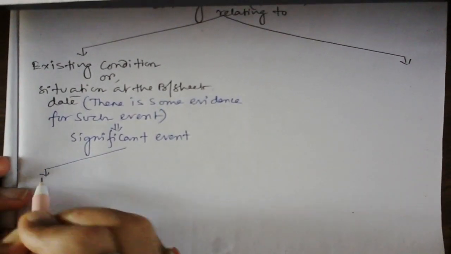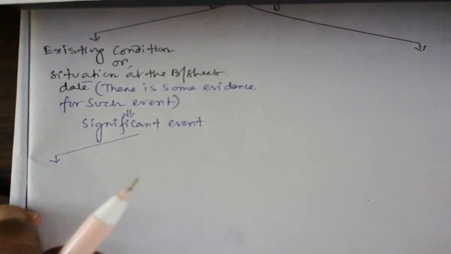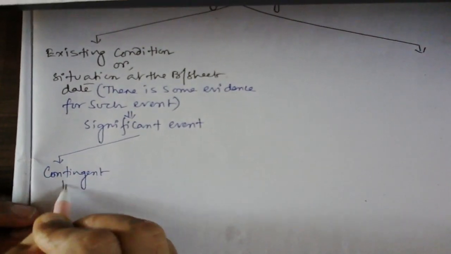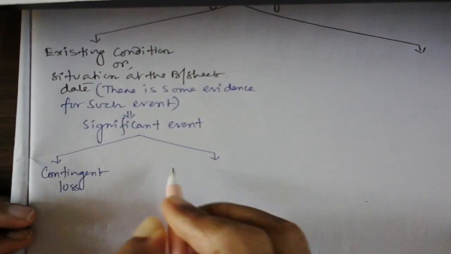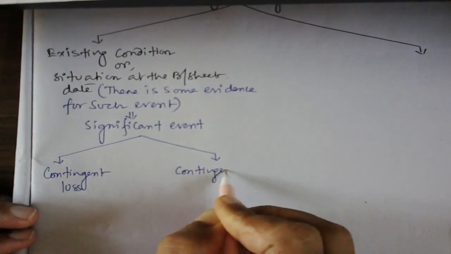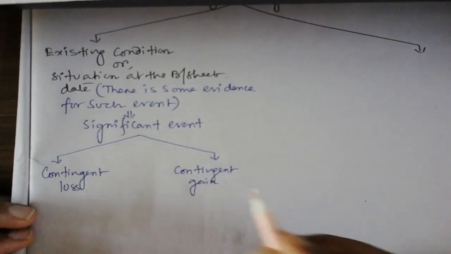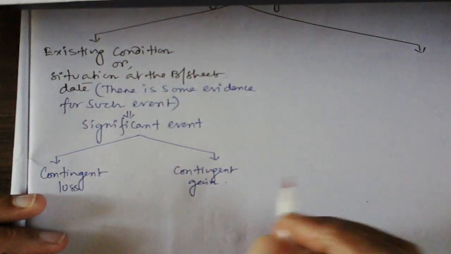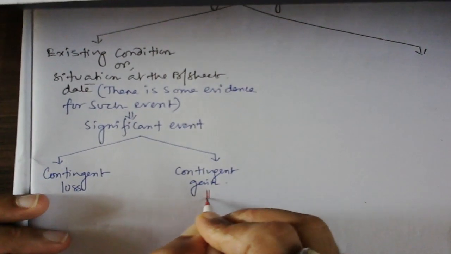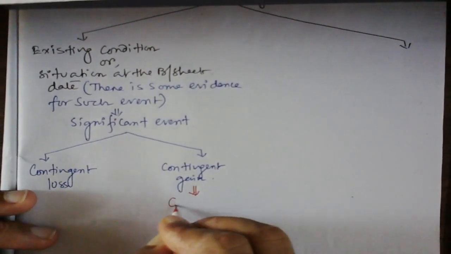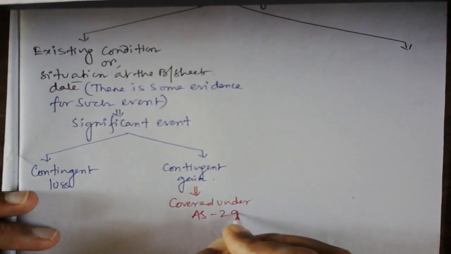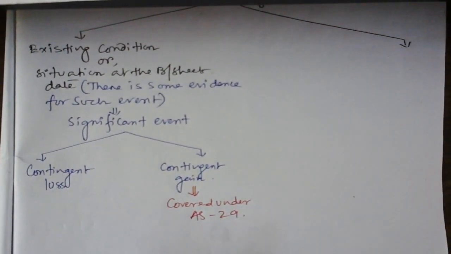Okay. Now, in this case, we have two things. Number one, contingent loss. Number two, contingent gain. First of all, we are going to talk about contingent gain. In contingent gain, please mark out, covered under AS-29. Contingent जो gain होगा वो AS-29 में cover up करेंगे हम लोग, ठीक है ना सर? AS-29 में हम लोग cover up कर लेंगे.